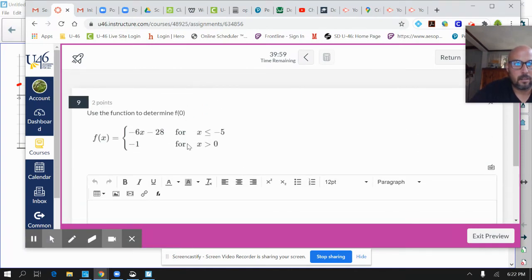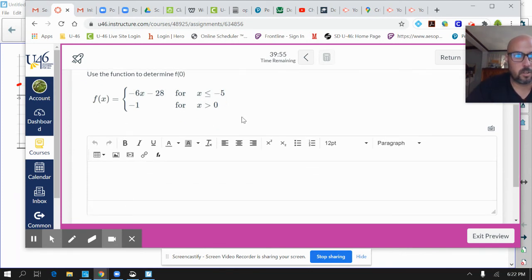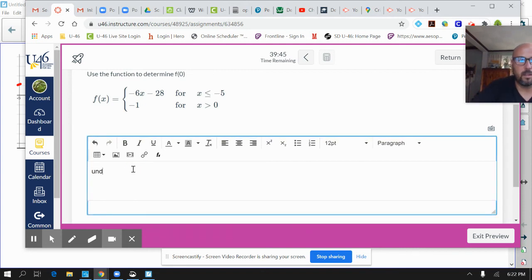And it doesn't say show work, so I guess you don't have to show work. Find f of 0. Well, is 0 less than or equal to -5? No. Is 0 greater than 0? No. So it's undefined.